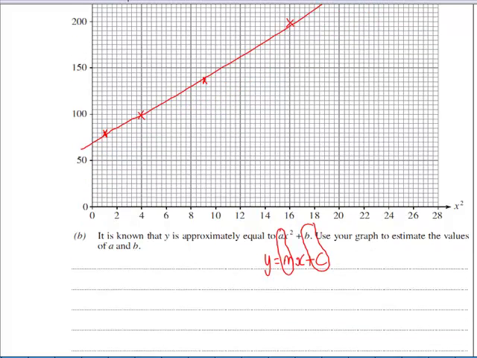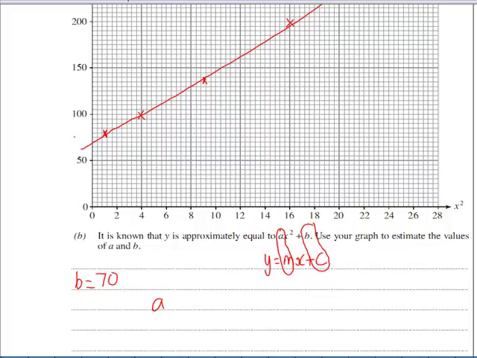So using the rule y equals mx plus c, the c value is normally where it cuts the y-axis. So in this case, our b value is going to be where it cuts the y-axis for this graph, which just happens to be at 70. Now our gradient from y equals mx plus c is going to be our a value.